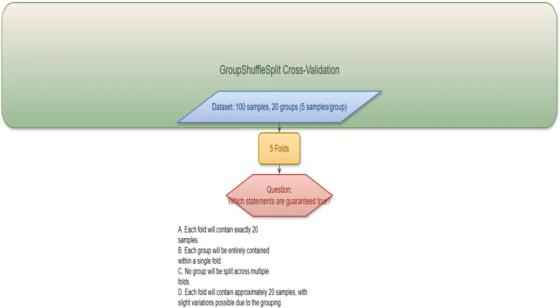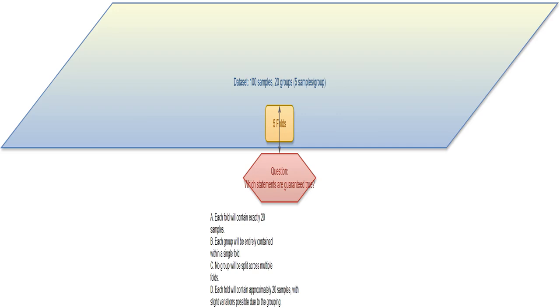I am using scikit-learn's GroupShuffleSplit for cross-validation. This special tool is designed to handle datasets where samples are grouped, like repeated measurements on the same person. It ensures that samples from the same group always end up in the same fold during cross-validation, preventing data leakage. I have a dataset with 100 samples, neatly organized into 20 groups. Importantly, each group contains exactly 5 samples.